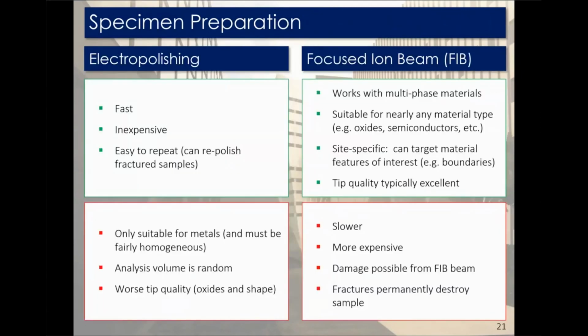So in comparison between those two methods, basically the pros of one are the cons of the other. The pros for electropolishing is it's fast. You can make samples pretty quickly. It's also fast because you usually don't have to wait in a queue for your FIB time. It's also inexpensive: instead of spending money on the FIB instrument, you are basically just paying for lab time and electrolytes and so on. It's also a process that's very easy to repeat.